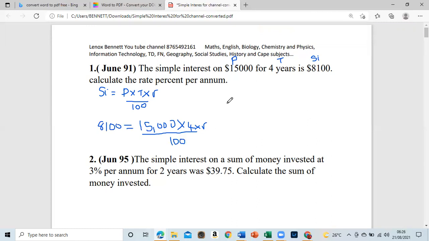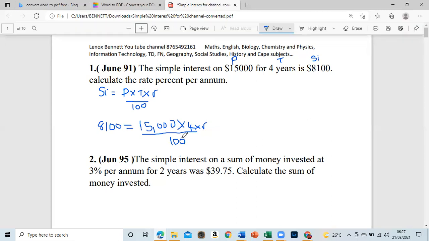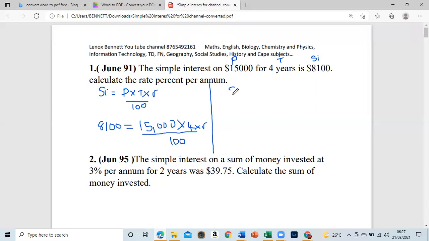All right. Let us see. What we're going to be doing, guys, is simply make R the subject of the formula. So what is dividing over here is going to be multiplying over there. So let me just do that step right now. I'm going to put it in the calculator. So we have 8,100.